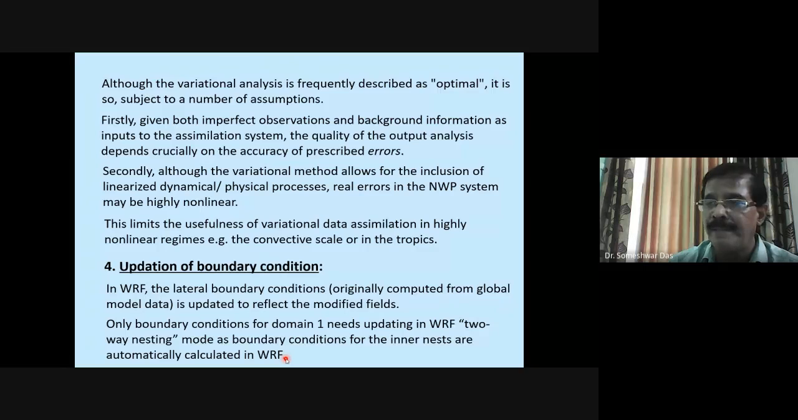So if you are having multiple domains in the WRF model, then you don't have to update the boundary conditions in all the inner domains or inner nests, because they get automatically updated once you have updated the boundary condition in the outermost domain, that is domain number 1. Okay, so this is the function of the updating of the boundary condition.